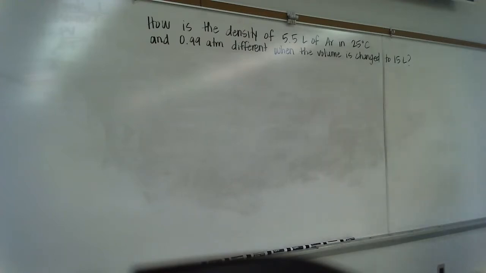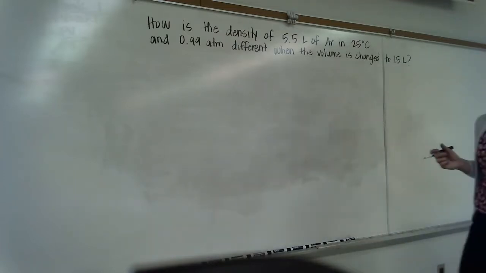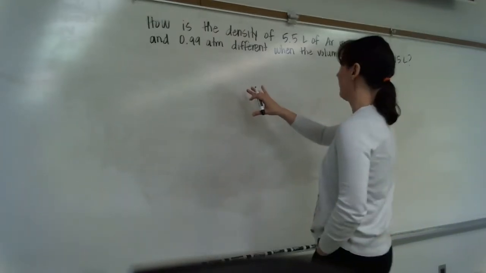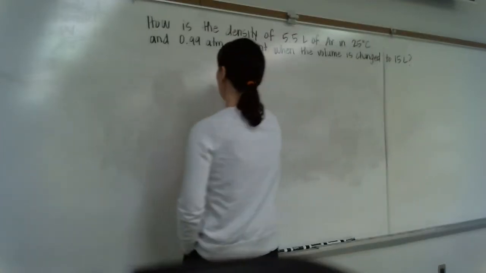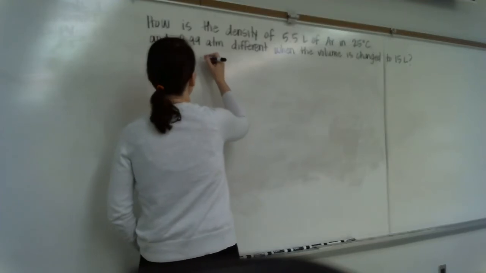So what would you expect to happen to this density when you go from 5.5 liters to 15 liters? What would you expect to happen to the density? Drops. You'd expect it to go way down, right? Let's see if we can confirm that. So let's do argon gas at 5.5 liters, argon gas at 15 liters. So let's do the first scenario.